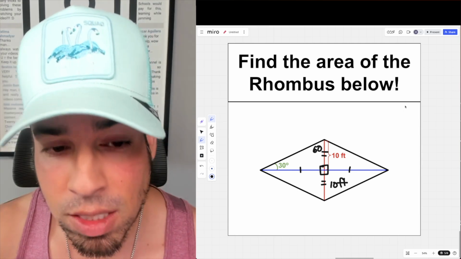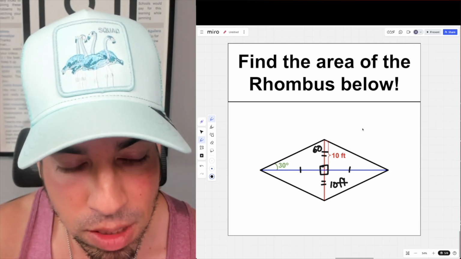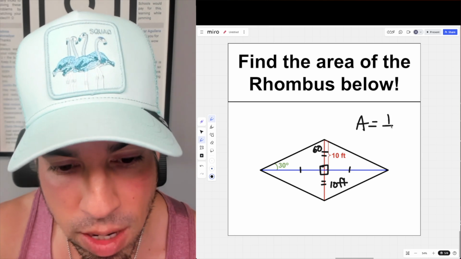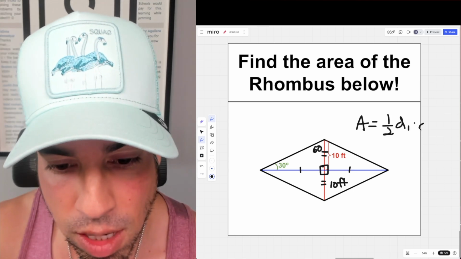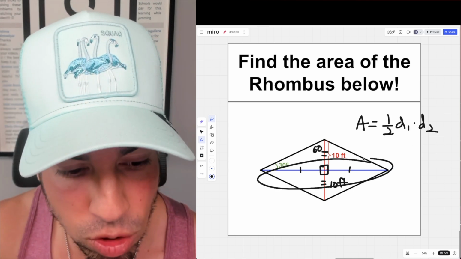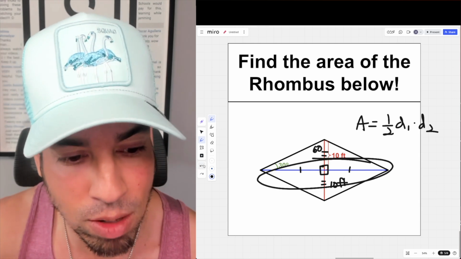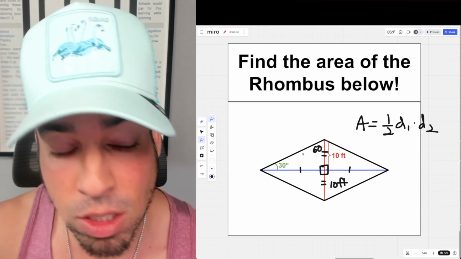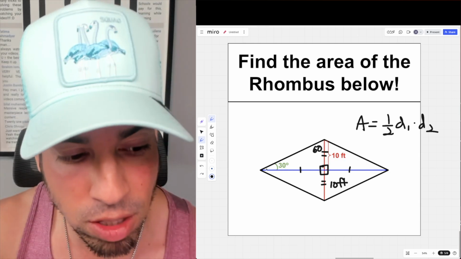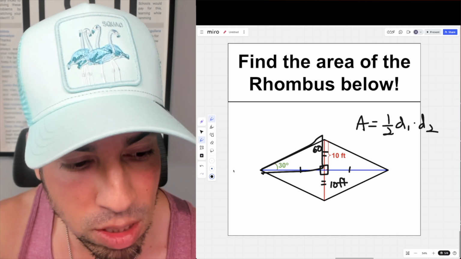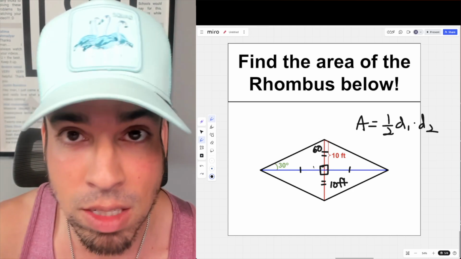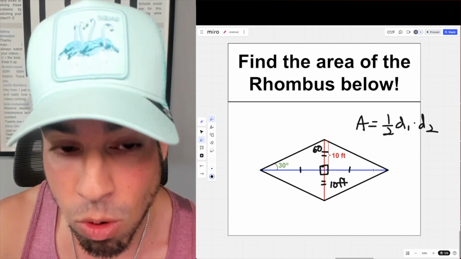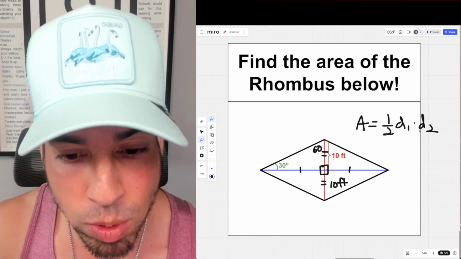Now, the reason why that's important is because the area of a rhombus can be found by this formula, 1/2 diagonal 1 times diagonal 2, right? So we got the two diagonals, we multiply them, take half of that, and we get the area. If you ever forget this formula, the other way you can calculate area is you can calculate the area of one of these right triangles, base times height divided by 2, and then multiply that by 4, and you've got the full rhombus. But we're going to do it the classic way.